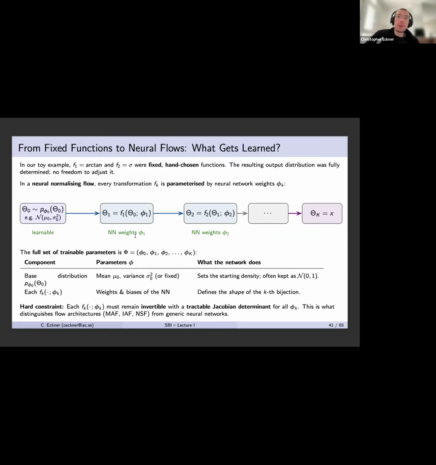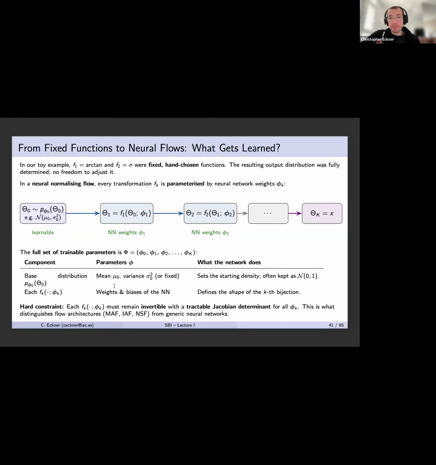What you want, however, is to have neural flows. So you do exactly this. You let the parameters of your bijective differentiable functions become part of the training and part of a neural network architecture. So this makes this then a neural normalizing flow, where each transformation is parameterized by neural network weights. So you do exactly this as before, but now what you actually train are the weights of a network that is associated with this transformation.